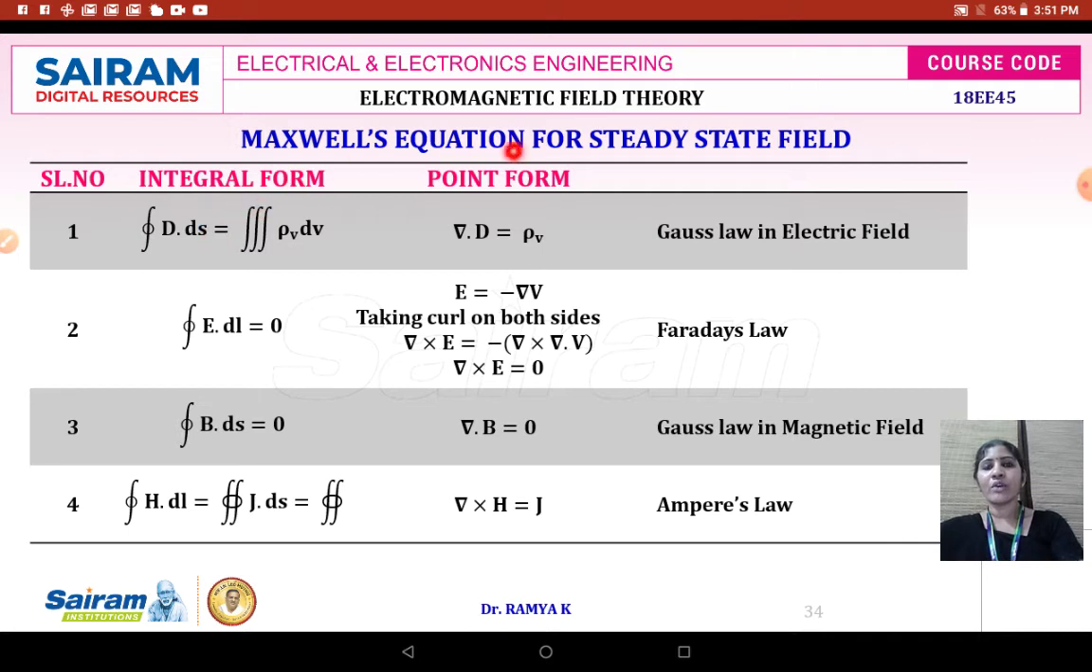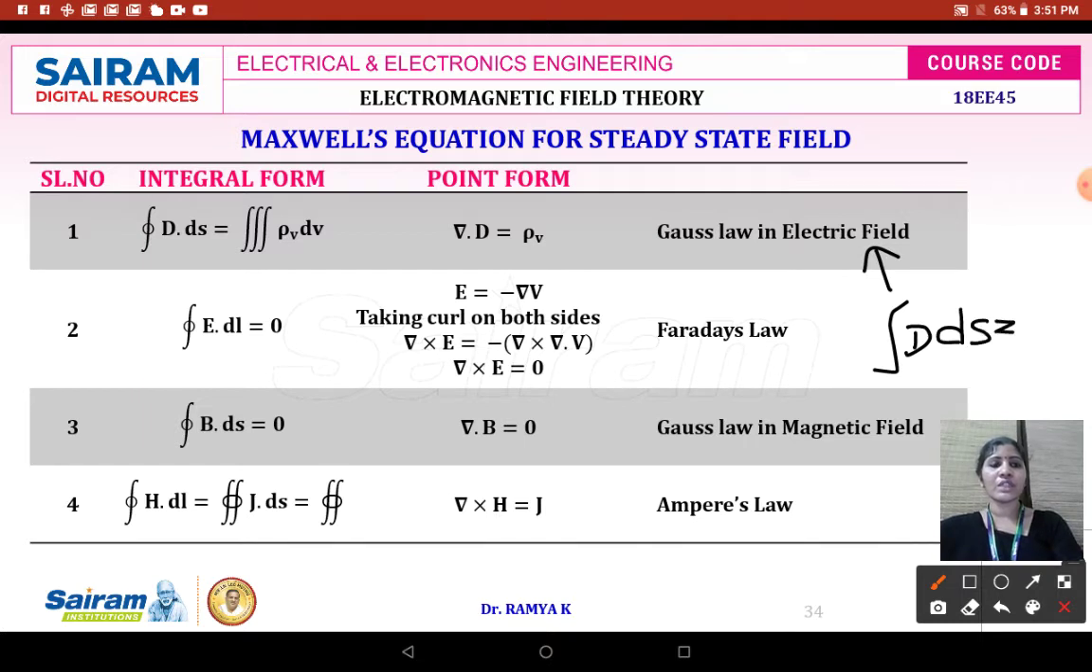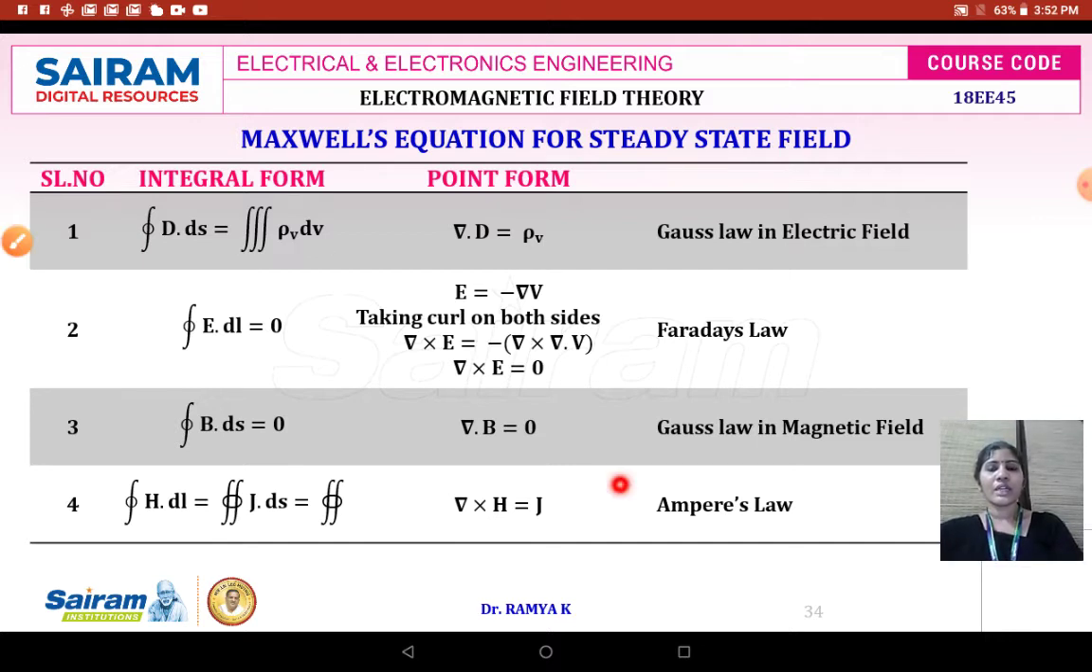The integral form of Gauss's law is the integral over the closed surface D dot dS. We know that Gauss's law states that the electric flux density coming out from any closed surface is equal to the charge enclosed. So D dot dS is equal to Q. If you assume the charge to be the volume charge density, then you will get the volume integral of rho v into dv. The point form of Maxwell's equation is divergence dot D is equal to rho v. Point form can also be called the differential form. Faraday's law. We know that Faraday's law means it is going to induce a voltage.